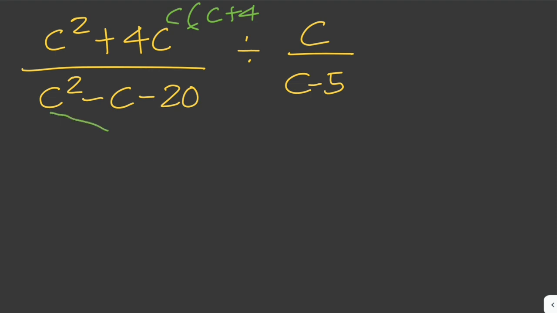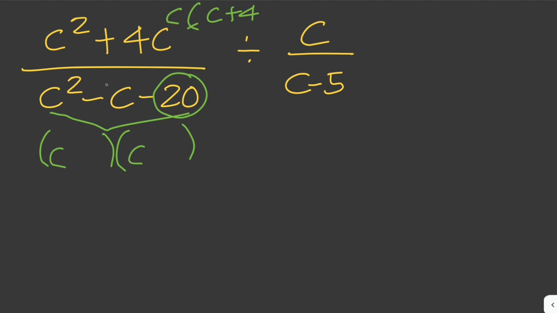And this quadratic expression here, c squared minus c minus 20, we can factor this as follows. We look for factors of 20 that when we multiply them, would equal negative 20.